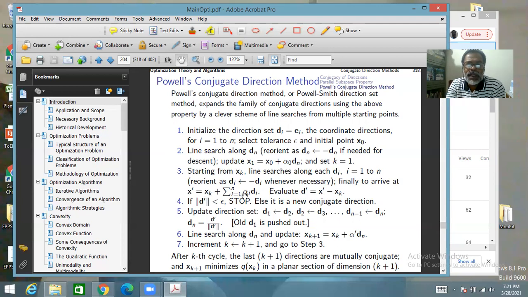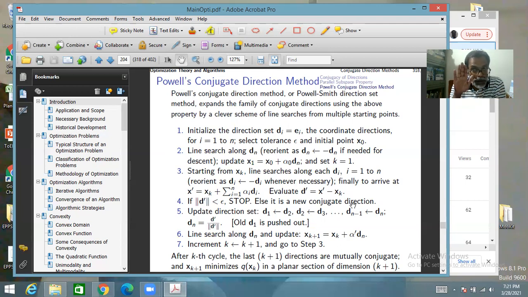The last one is along dn, and x1 was another point which was found by a line search along dn. So if you now add the two arrowheads, that is a new direction which is conjugate to dn. If this vector is very small, that means you have converged, you stop. Else it is a new conjugate direction.